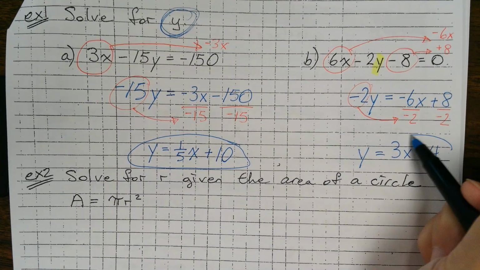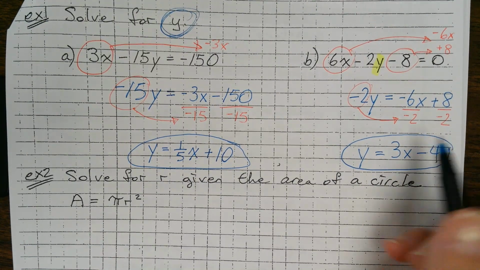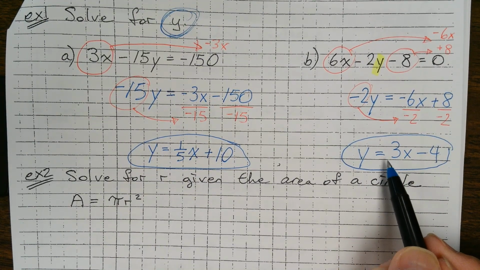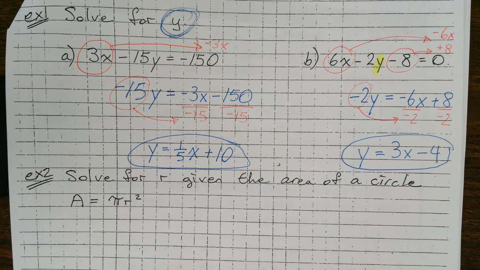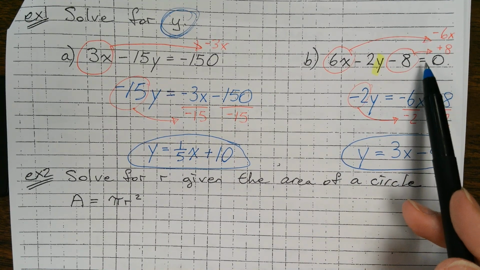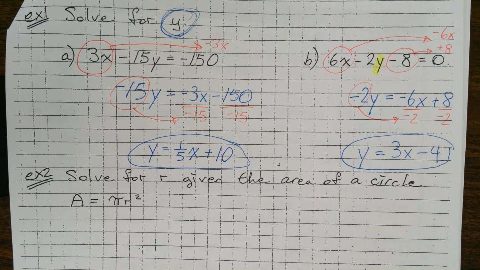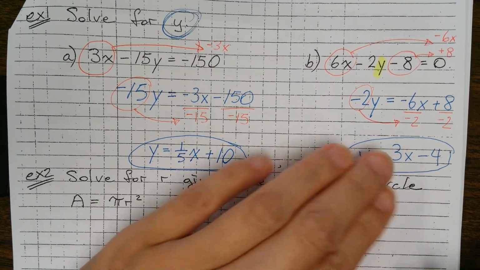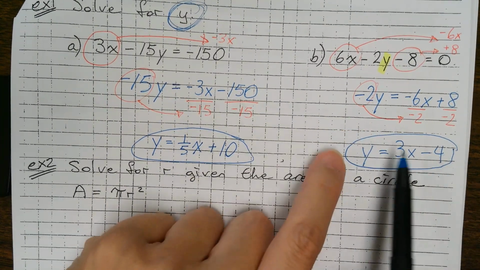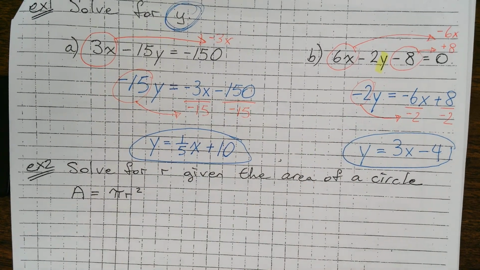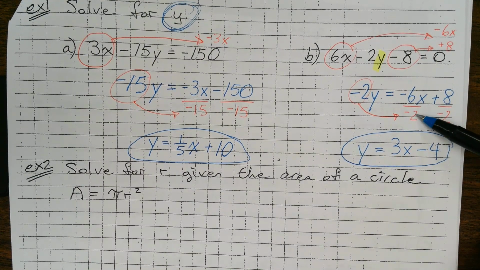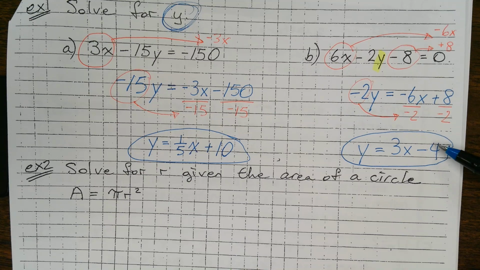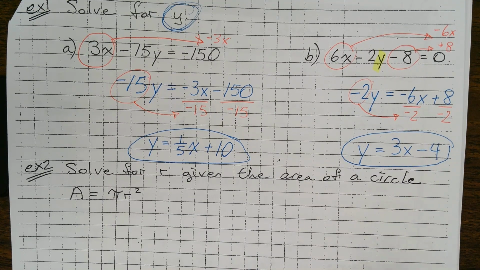Remember, your final answer should always be y equals. If the question has an equal sign, your answer should have an equal sign. Otherwise, if you just write this, it's an expression, not an equation. Okay. Negative 6 divided by negative 2 gave you the 3. And then the 8 divided by negative 2 gave you the negative 4. Or in other words, minus 4.